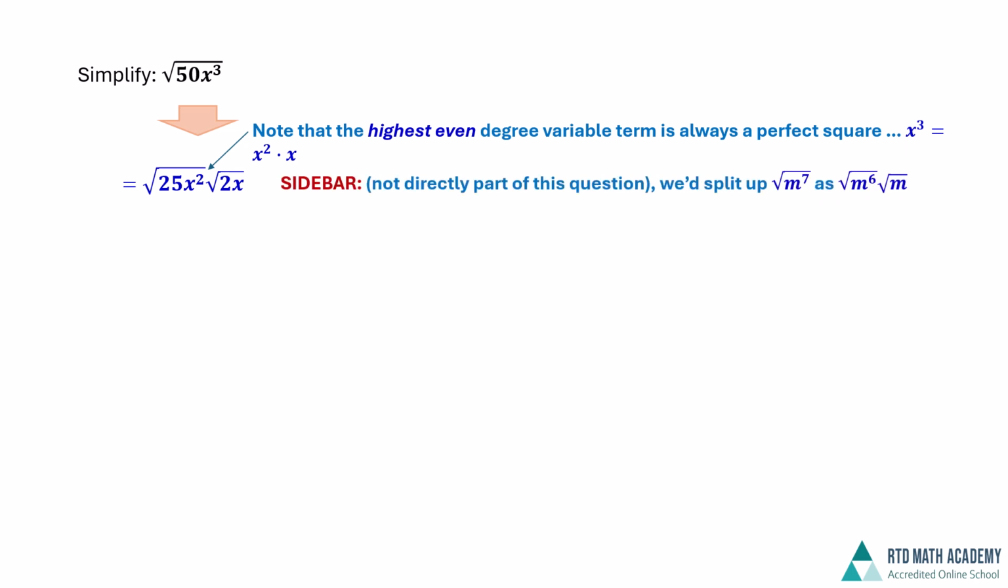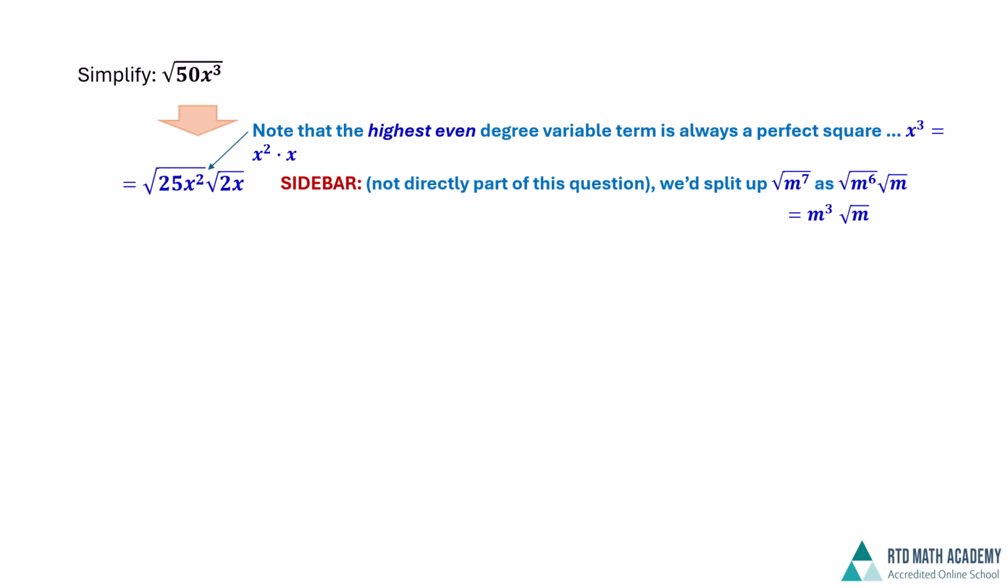Now, this is just an example. It is not directly related to this question, but suppose we had the square root of m to the power of 7. We'd split that up as two radicals. Notice that m to the power of 6 times m multiplies to m to the power of 7, and m to the power of 6 is the highest even degree exponent of 7 that we can take out.